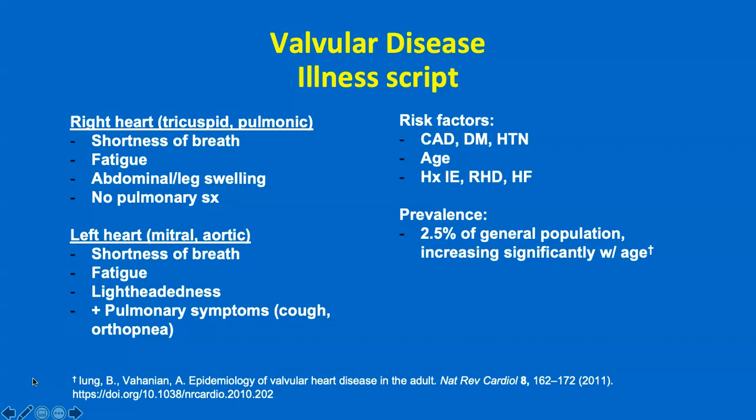In contrast, with left-sided valvular disease, you'll see that same shortness of breath and fatigue, but in addition, you're going to see prominent pulmonary symptoms such as cough and orthopnea. The risk factors mirror some of the ones that we've already described for other types of heart disease, but in addition, you want to look for history of infective endocarditis, rheumatic heart disease, and also heart failure. Not as common as some of the other illness scripts that we've talked about, but it's still an important item on your differential.